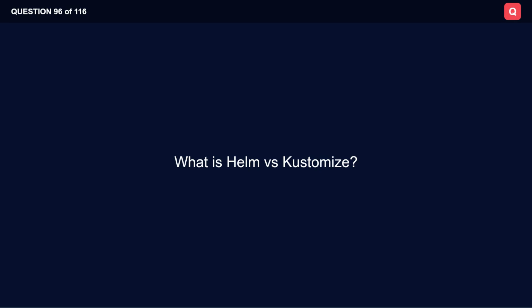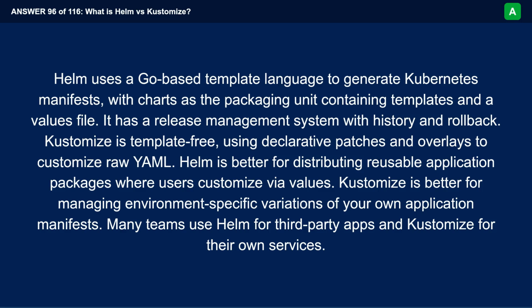What is Helm vs Kustomize? Helm uses a Go-based template language to generate Kubernetes manifests, with charts as the packaging unit containing templates and a values file. It has a release management system with history and rollback. Kustomize is template-free, using declarative patches and overlays to customize raw YAML. Helm is better for distributing reusable application packages where users customize via values. Kustomize is better for managing environment-specific variations of your own application manifests. Many teams use Helm for third-party apps and Kustomize for their own services.